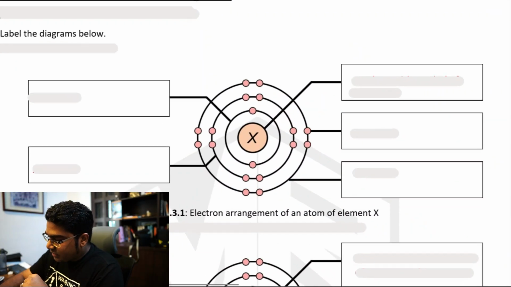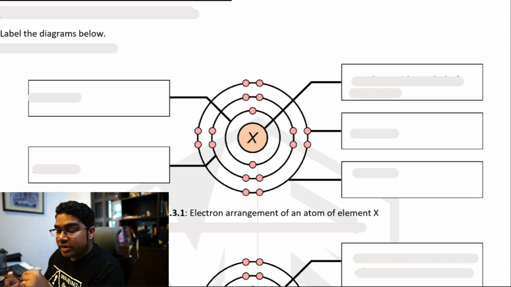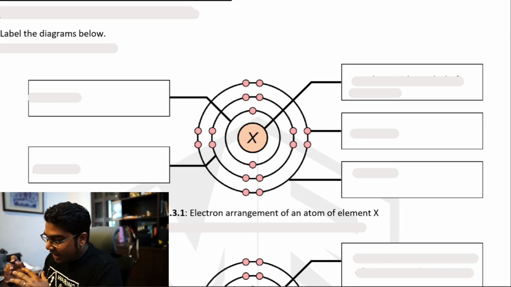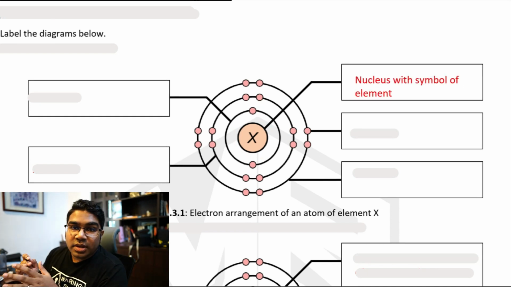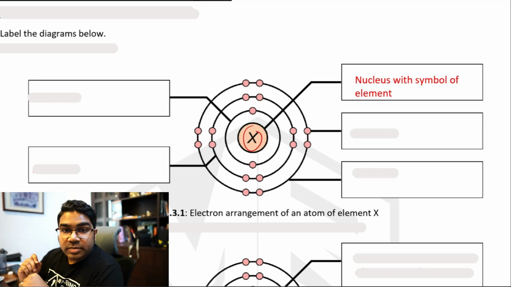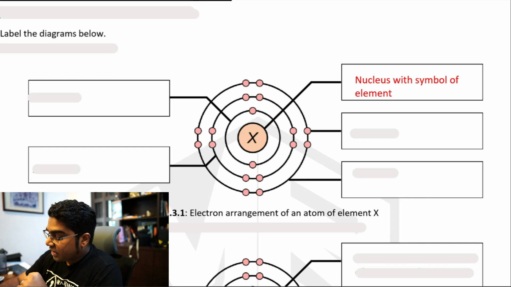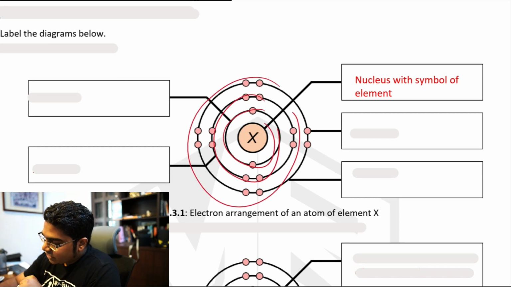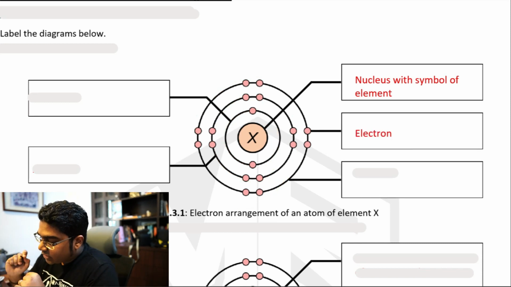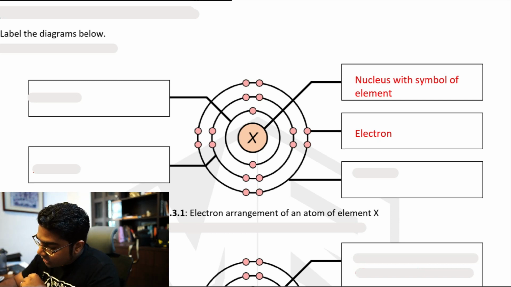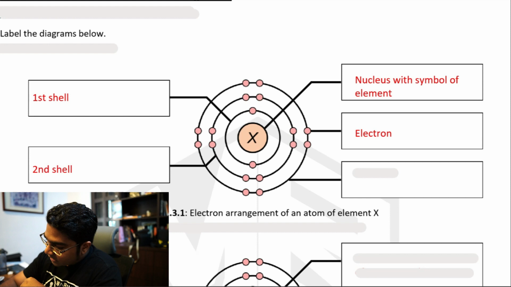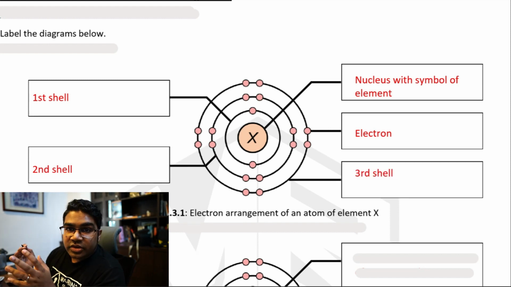So this example that you see on the screen is a drawing of the electron arrangement of an atom of element X. So we start with the center. This circle here represents the nucleus with the symbol of the element. So you can see X is right in the middle of it. Outside of the nucleus, you can see we have three circles. These circles are actually the shells in which the electrons are orbiting. And then the number of shells is numbered from inside out. So the first shell will be the one right inside here, just outside the nucleus. Just outside of that, we have the second shell, and finally the third shell.